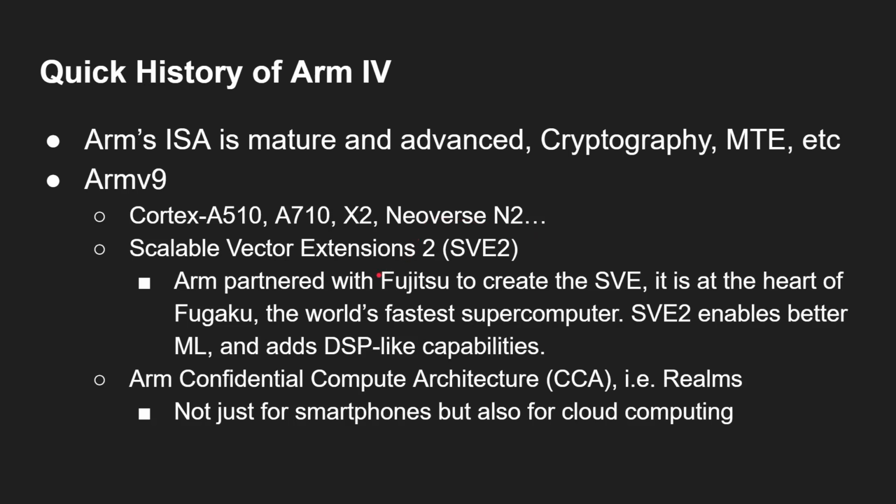And some of the big things that we find in V9 are Scalable Vector Extensions version 2. Now, ARM originally partnered with Fujitsu to create the Scalable Vector Extensions. It's at the heart of the world's fastest supercomputer. And now SVE2, a development of that, enables better ML and adds DSP-like capabilities. Now, the point here is that the vector extensions are variable, which means you can write the software once. It doesn't matter how those vector extensions are implemented in the hardware, whether it's 64-bit wide or 128-bit wide or 256-bit wide, the same software will work. That's the key thing about the scalable vector extensions.